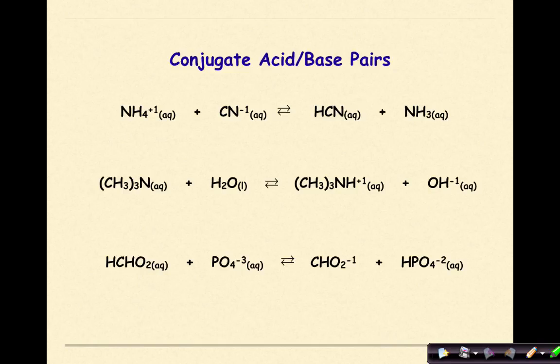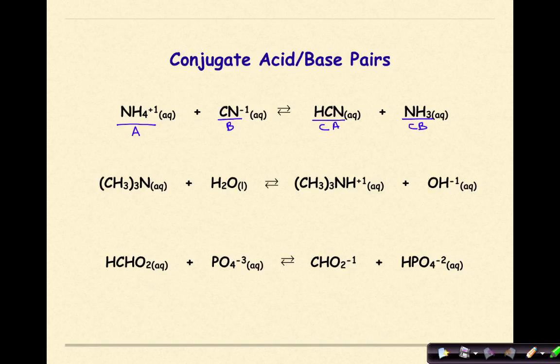Let's look at the first one. NH4 plus 1 we're going to identify as an acid. CN minus 1 we're going to identify as a base because it has the ability to gain a hydrogen. HCN is our conjugate acid because it has gained a hydrogen, and NH3 is our conjugate base because we can see that it differs from the NH4 plus 1 by 1 hydrogen.